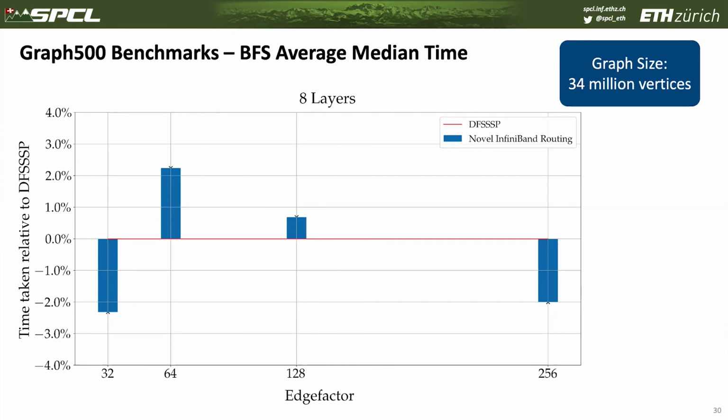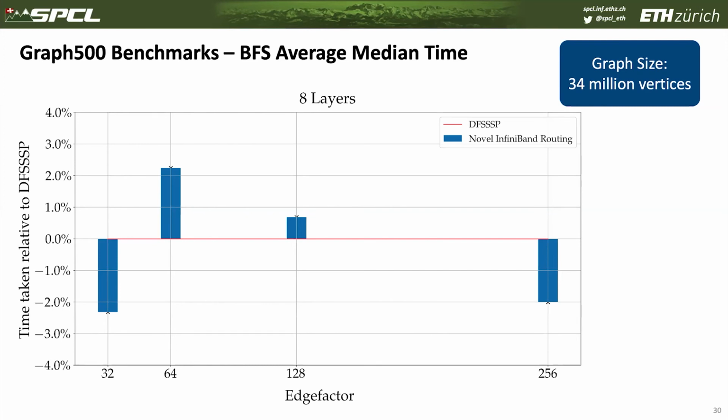And on this plot, you can see on the x-axis, we are using different graphs. The edge factor tells us how dense an input graph is, so the larger the edge factor is, the more edges we have in the graph we are going to traverse. The y-axis is showing the relative time compared to the baseline, which is using DF-SSSP routing, the baseline routing in InfiniBand. We can see we have quite some variance in performance. But again, this plot is not meant to show you the performance insights. It's really to show that we actually have a running routing protocol in InfiniBand working well.